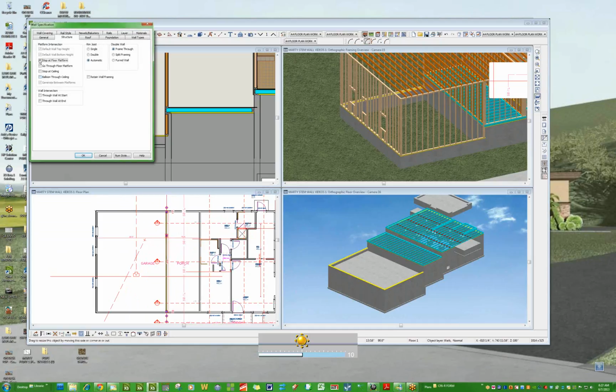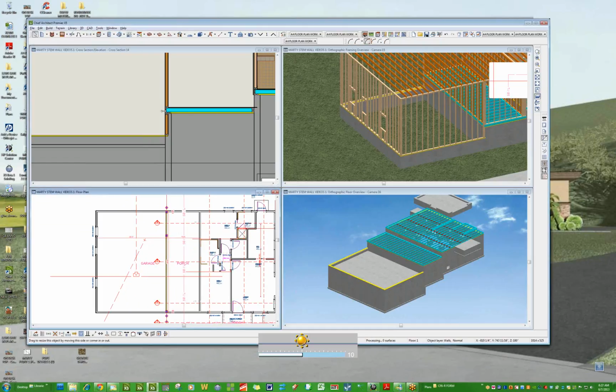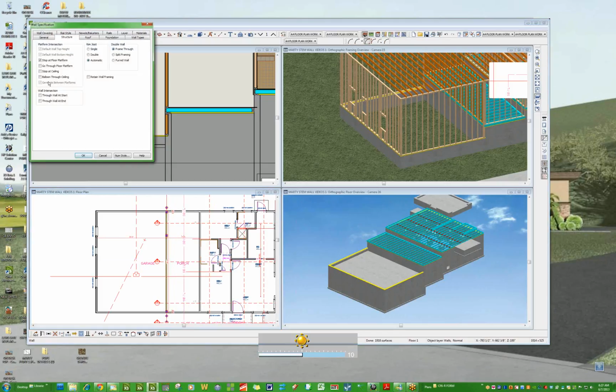So here, let me just see if I can change this thing one more time. You stop at floor platform. It is stopping at the floor. Yeah, of course it's stopping at the floor platform because the floor platform goes through. Do I want to generate between platforms? See, that's the problem I'm having, is generate between platforms. It's checked. Why is it grayed out?